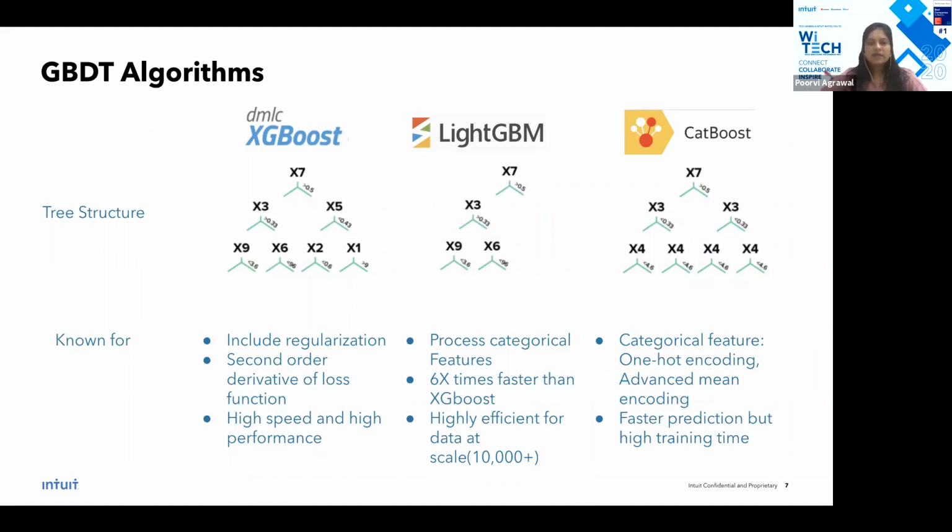And one of the parameters that you can give is categorical features. So you don't have to do the calculation on the categorical features. You can just provide the column names of which are the categorical features in your data, give that to the model, and it will process it by itself. And it is very highly efficient for data at scale.